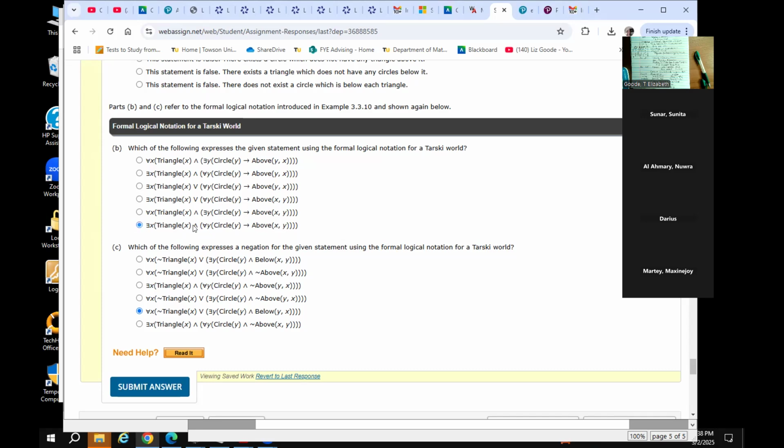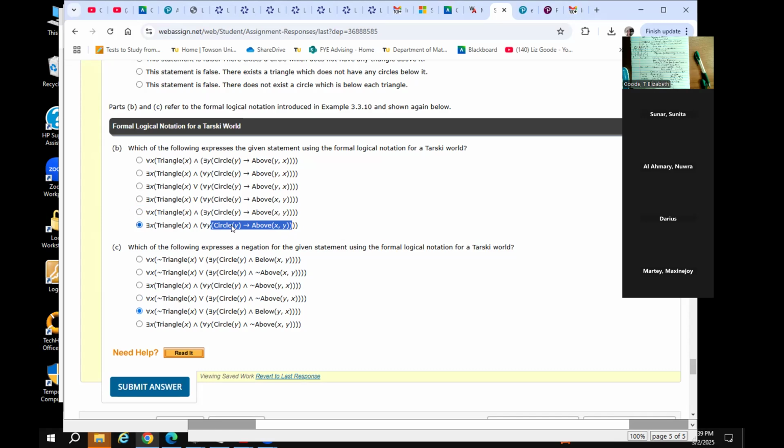But again, because this is De Morgan's law working on this and statement, we have to negate this entire component. So we use the rule for negating a for all. It's going to flip to there exists, but there's still a bunch of choices here. Then we have to remember how to negate an if-then statement. So what's the negation of if circle Y, then above XY?